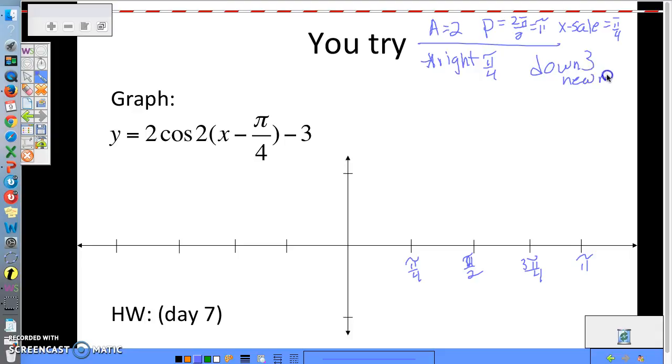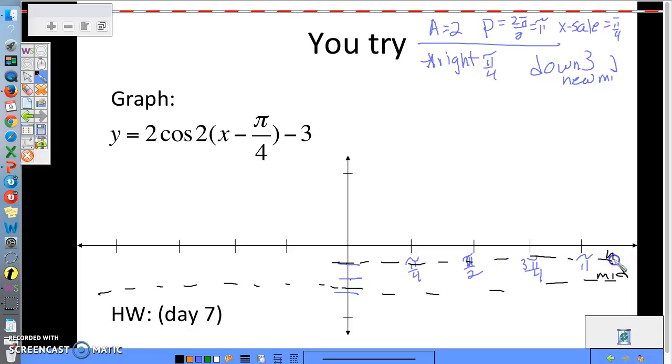So this is our new mid. So 1, 2, 3. Dash that in right here. And then our amplitude is 2, so 1, 2. This got a little bit off, I apologize. There's our new high. And then down 1, 2. So this is at, I might even put that on there, -3, -1, -5.